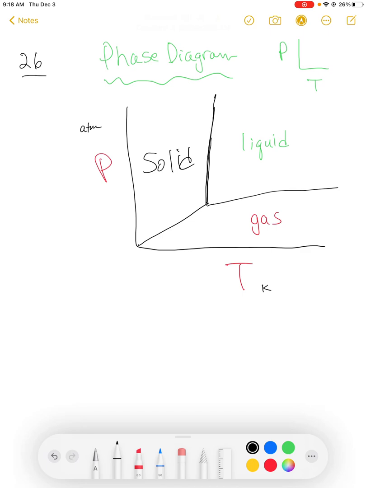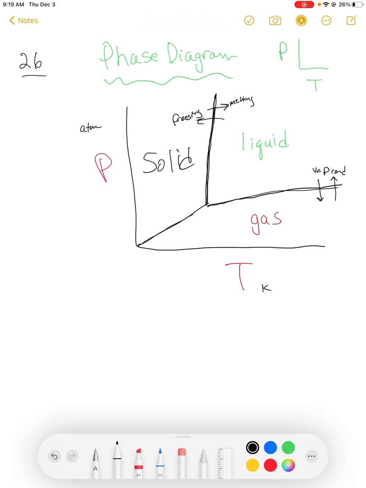So all of these temperatures and pressures represent, for instance, going this way, you're melting, and this way, you're freezing. So everything on the line is the melting freezing point. If you're looking at this line here, that is the equilibrium between liquid and gas, which represents going this way, we are vaporizing, and this way we are condensing.